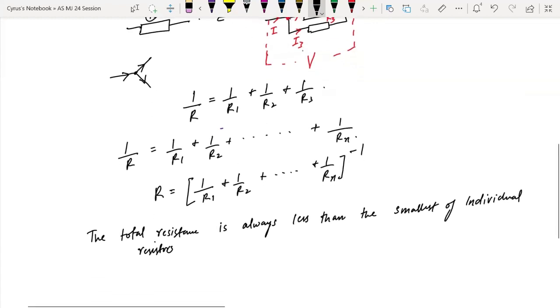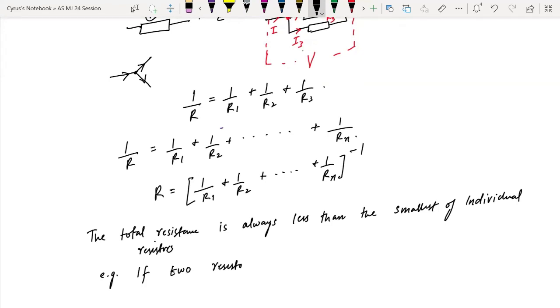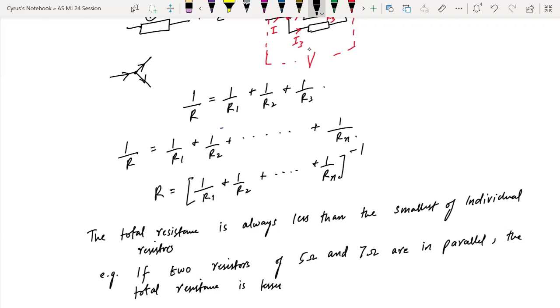Look, what this means is that if two resistors of 5 ohm and 7 ohm are in parallel, the total resistance is lesser than the smallest resistance, that is, lesser than 5 ohms.